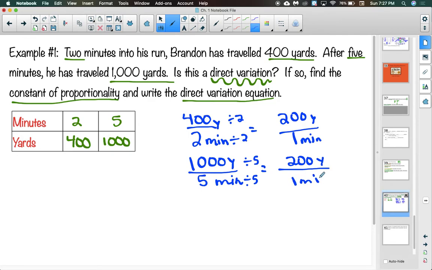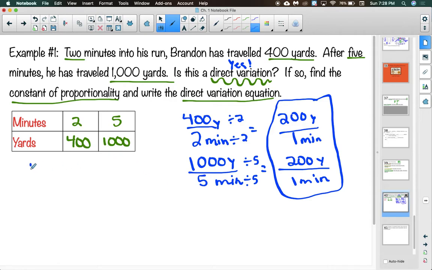So, lucky for us, these 2 unit rates are the same. That tells us this is a proportional relationship, which means yes, it is a direct variation. Yes, it is a direct variation because the unit rates are the same. So now we have to find the constant of proportionality. Well, guess what? We already did. This unit rate is the constant of proportionality.